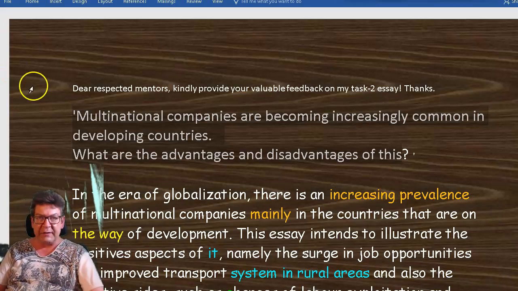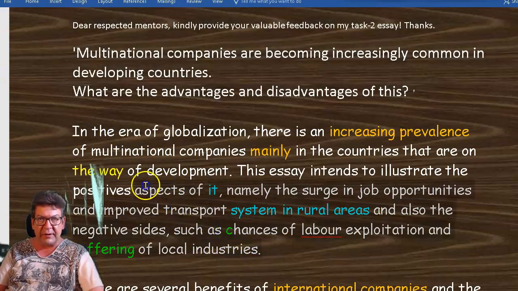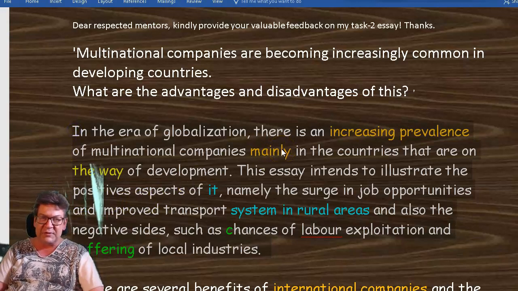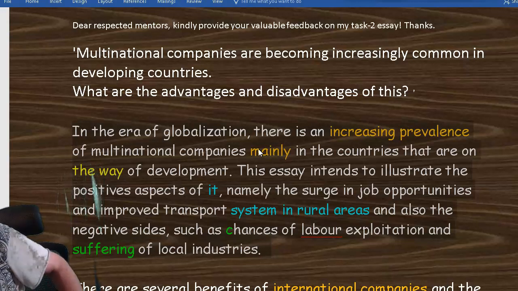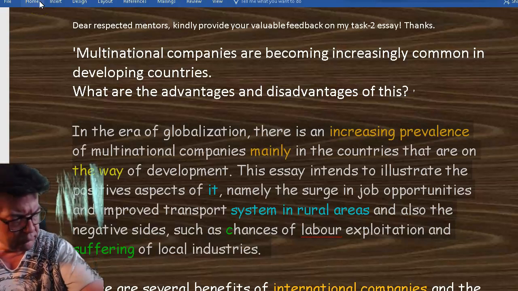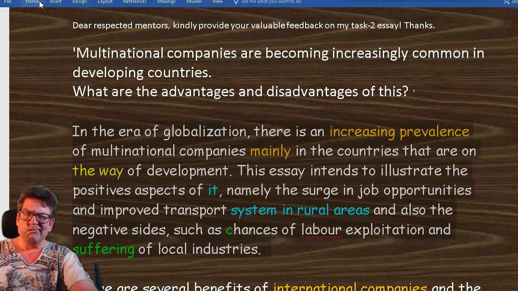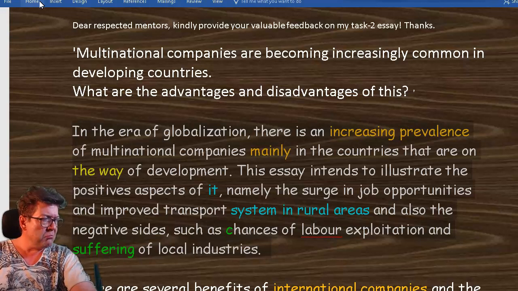Okay, what has she got to say? Now my marking is on a color code. I don't bother putting it up anymore. Orange is task response. Does it address the question? Has the author addressed all parts of the question? In the era of globalization, there is an increasing prevalence of multinational companies mainly in the countries that are on the way of development. This essay intends to illustrate the positive aspects of it, namely the surge in job opportunities and improved transport system in rural areas, and also the negative sides, such as chances of labor exploitation and suffering of local industries.